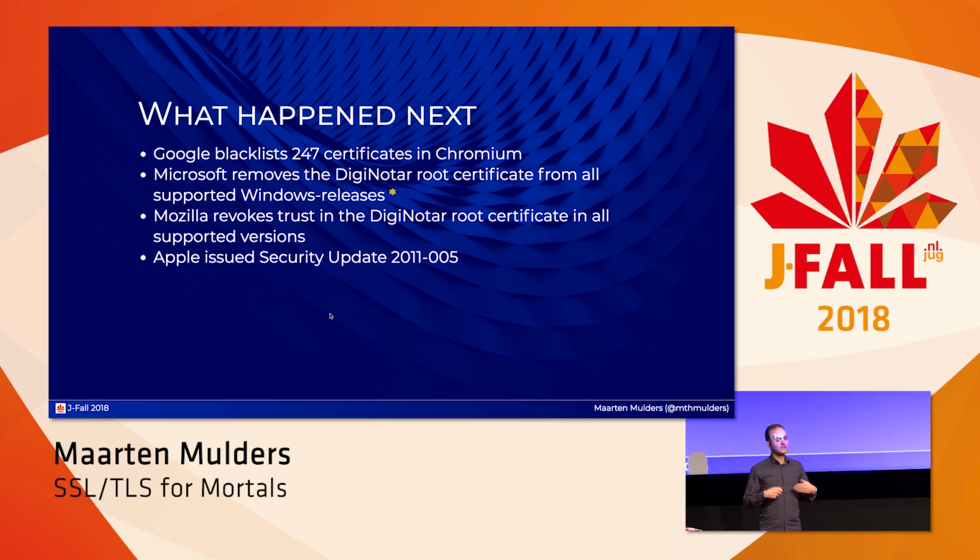So what happened in the days thereafter? Google gave an update of Chromium, blacklisting 247 certificates that had been issued by DigiNotar. Microsoft removed the DigiNotar root certificate from all their supported Windows releases. Mozilla revoked trust in the DigiNotar root certificate in all supported versions of Firefox, and Apple issued a security update which basically removed the same root certificate. Note that small asterisk over there.